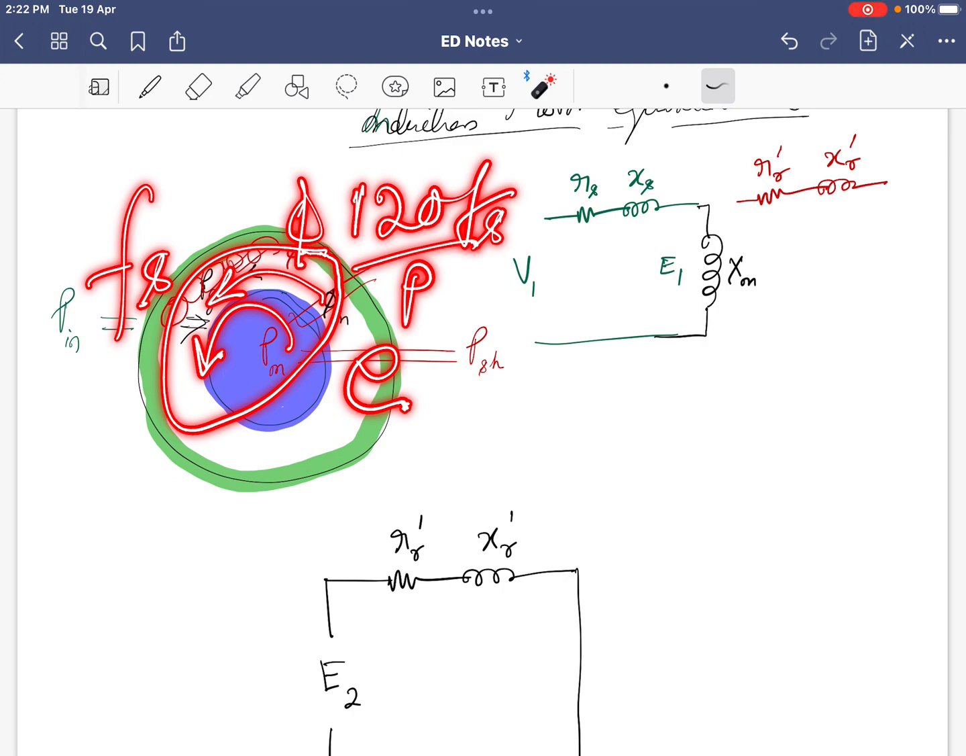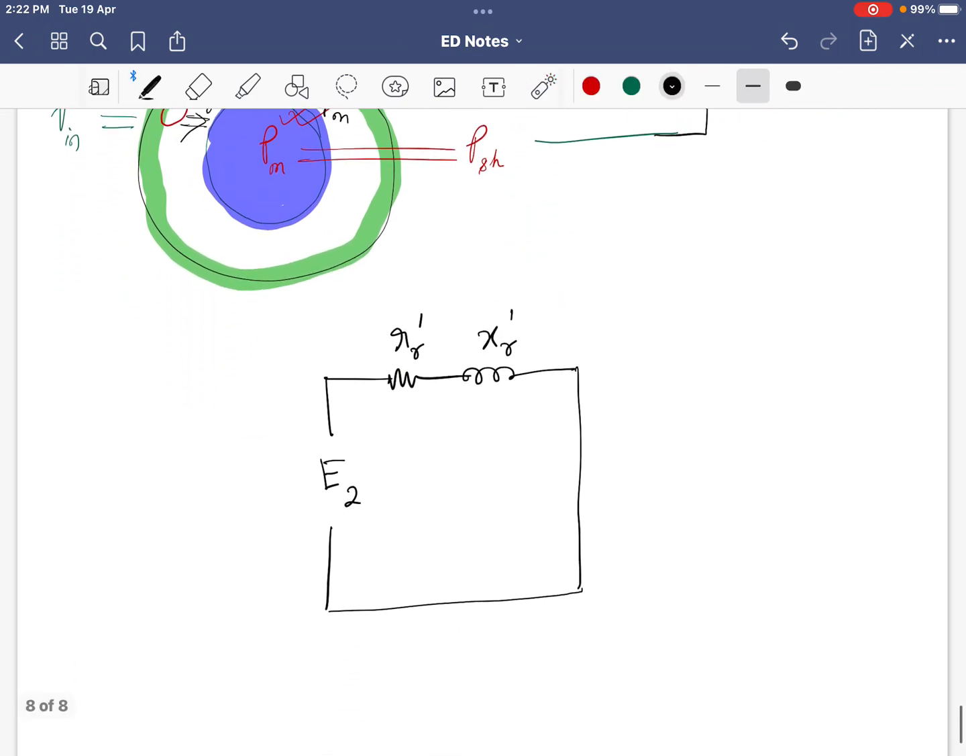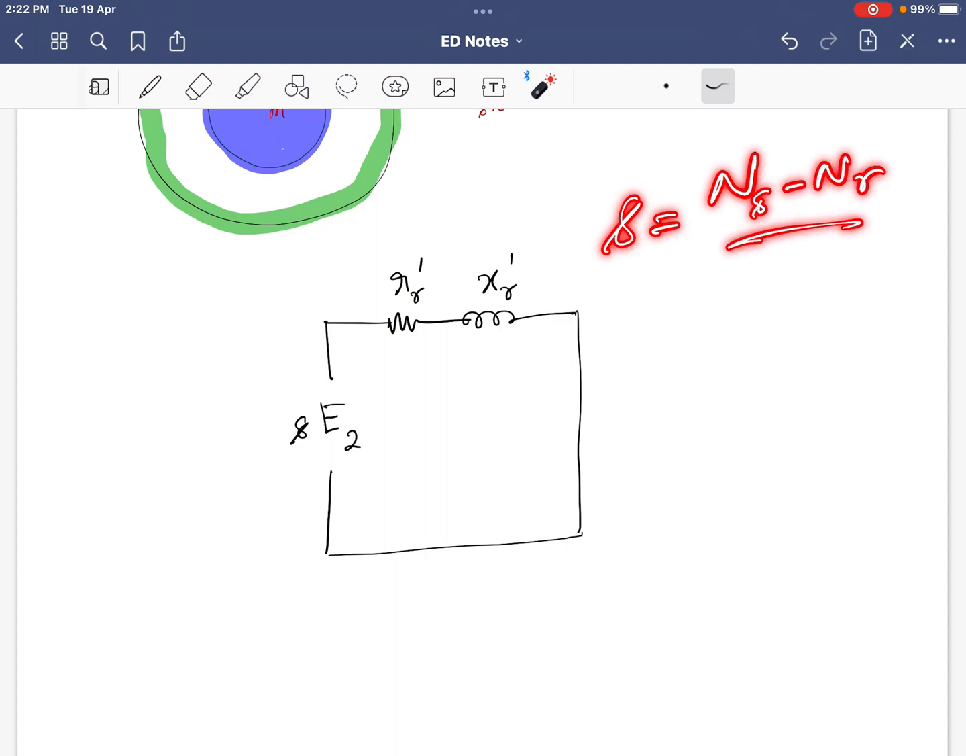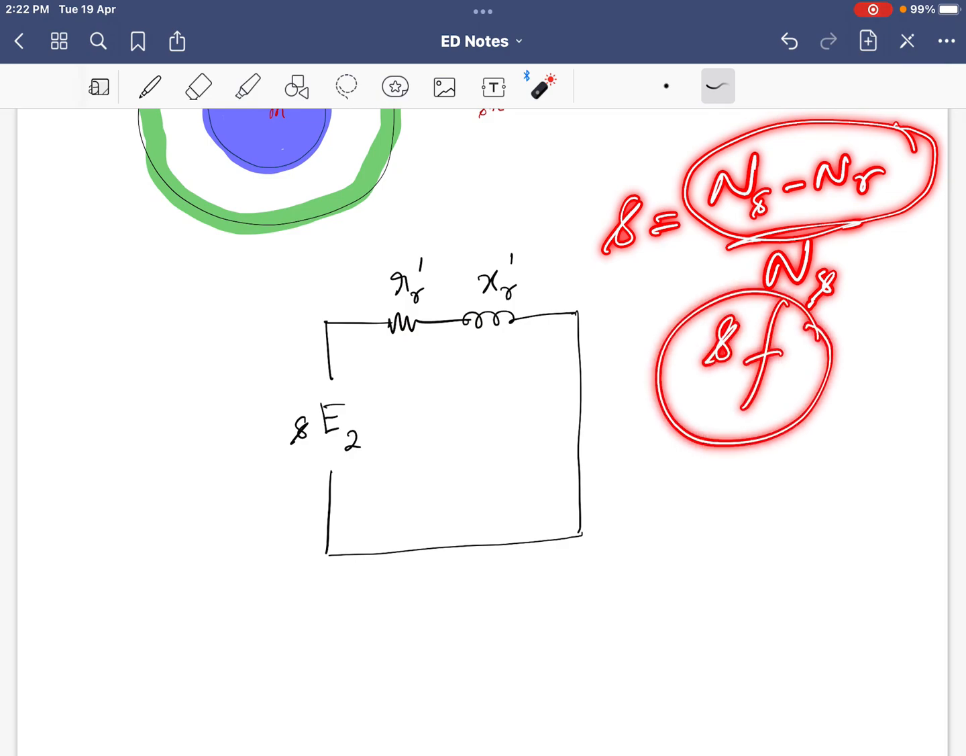If the relative speed decreases, obviously the frequency of the induced EMF will decrease, and that leads to one answer: we have to multiply by S, the term called slip, where the slip is nothing but (Ns minus Nr) by Ns. The slip corresponds to the relative speed, the difference between the stator flux and the rotor. So S is multiplied with the frequency.